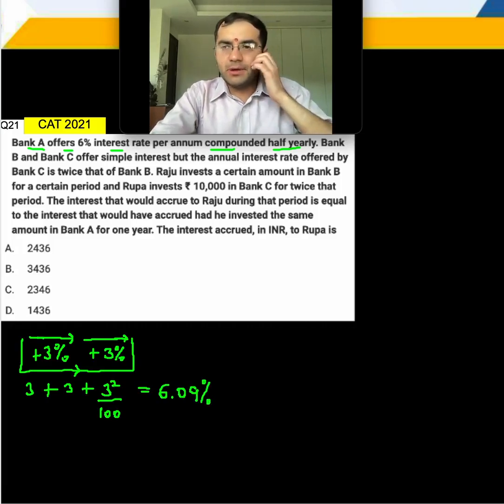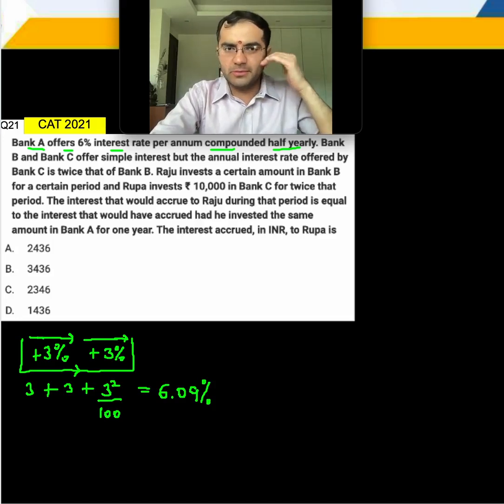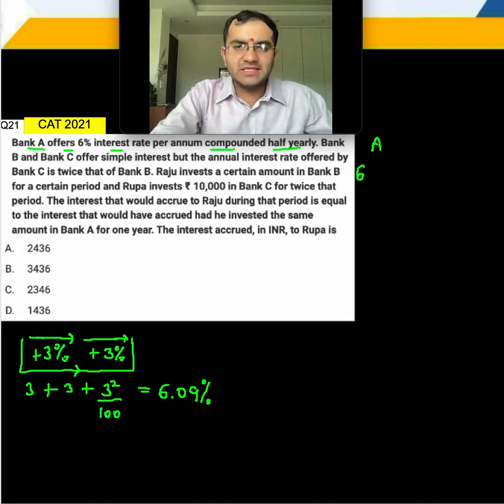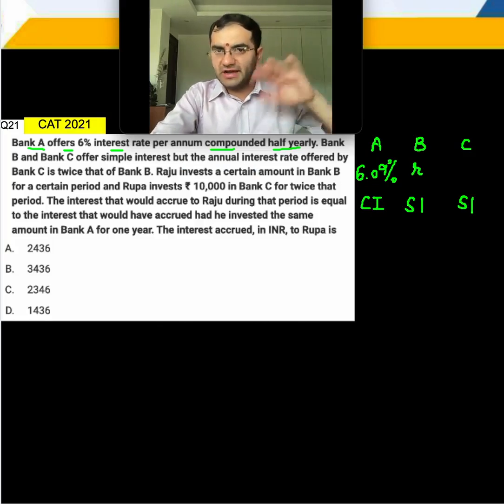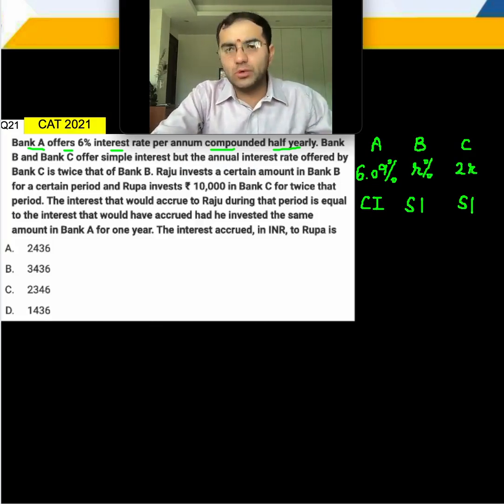And you need to compile the information now. There's a lot of comprehension involved. You have banks ABC. Bank A is therefore offering 6.09% at compound interest per annum. Then bank B and bank C, as is written over here, they offer simple interest. ठीक है, simple interest हो गया, but the interest of C is twice of B. So if I take B as R%, C becomes 2R%. ठीक है. Then let us proceed.